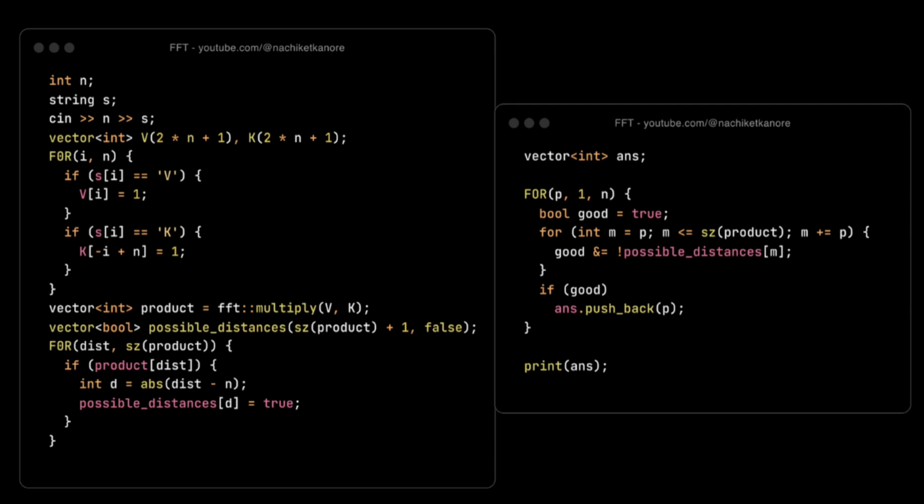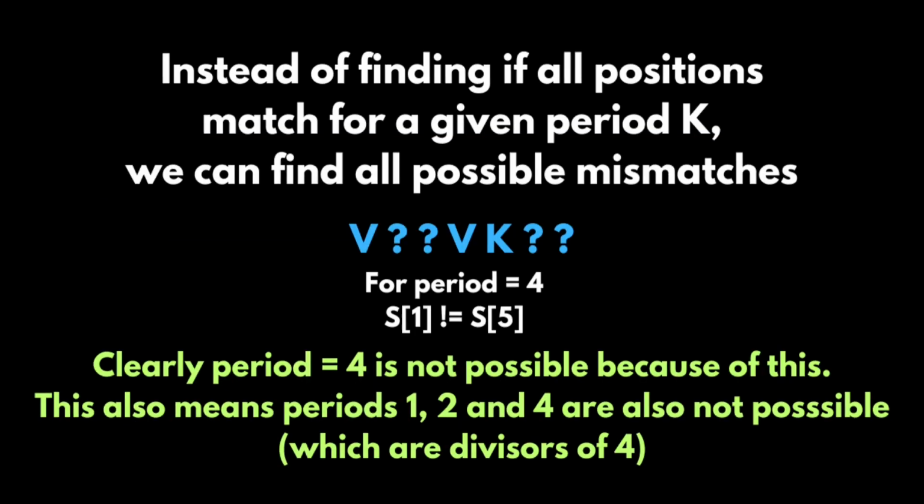To do that, we will go over all the coefficients and exponents in the product polynomial and find out the actual distance by subtracting n, which we added in earlier, and mark these possible distances as true. On the right hand side, we can see that we are iterating over period p and checking whether it is possible. As we saw in this slide, if a distance is possible, then any of its divisors are not possible. If k as a distance is possible, then any divisors of k are not possible.